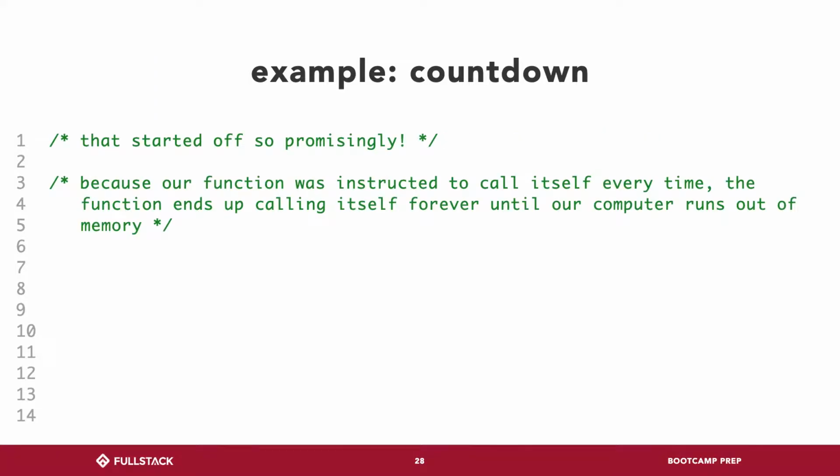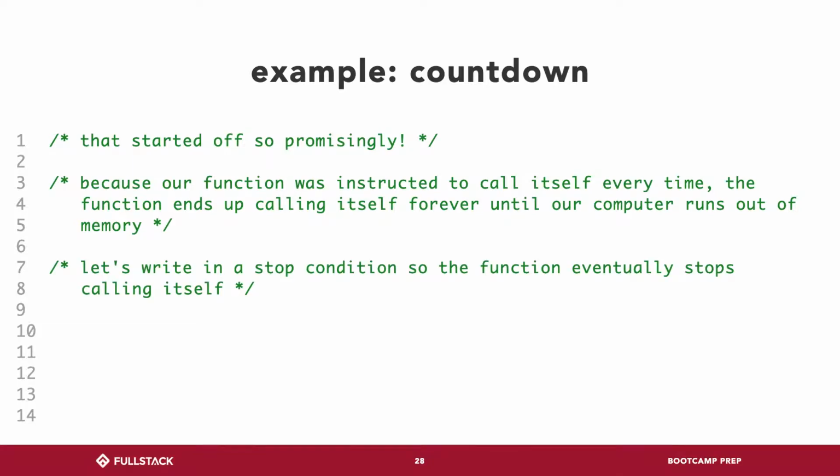That started off promisingly because our function was instructed to call itself every time. The function ends up calling itself forever until our computer runs out of memory. Okay? Does everyone understand why that happened? We never told that thing when to stop. It just kept calling itself with 1 less every time, until negative infinity. But the computer ran out of memory, so it stopped. So let's write in a stop condition so the function eventually stops calling itself.